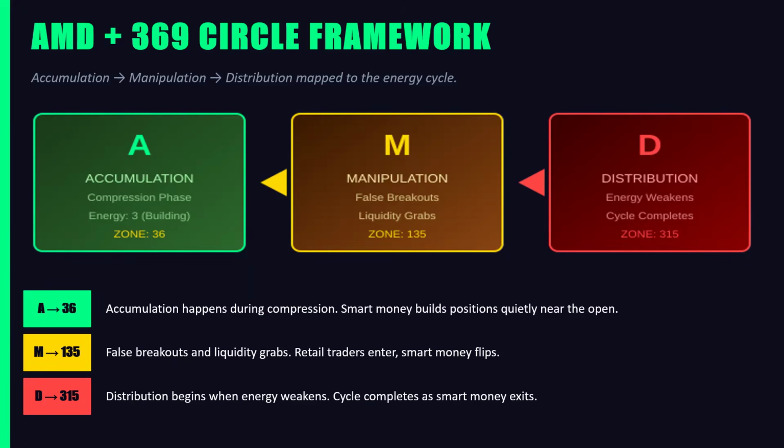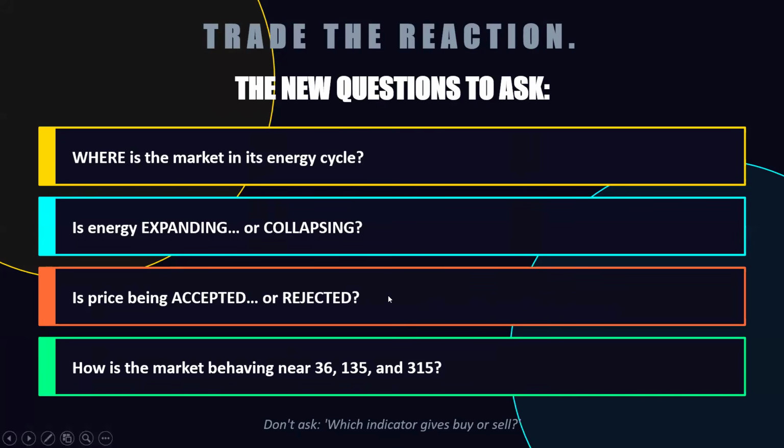Suppose the market starts building strength above the 135 time cycle window, it continues and proceeds toward the 315 time cycle window. That's how, with the help of my indicator, you can come to know all these cycles, what is cooking. So, friends, trade the reaction. The new question to ask is, where is the market in its energy cycle? You will get to know.